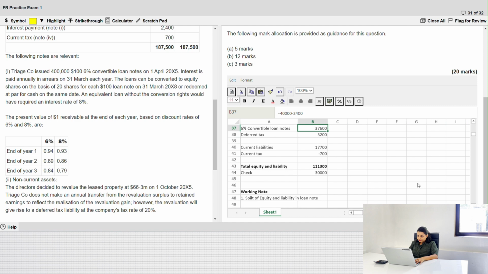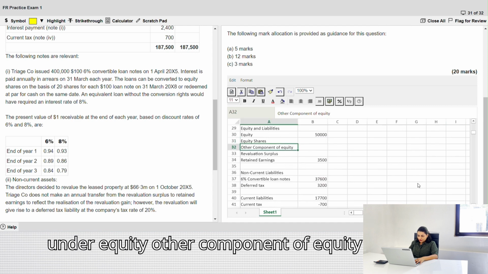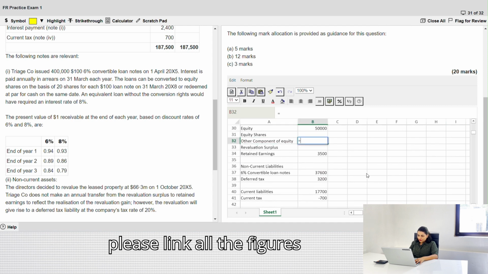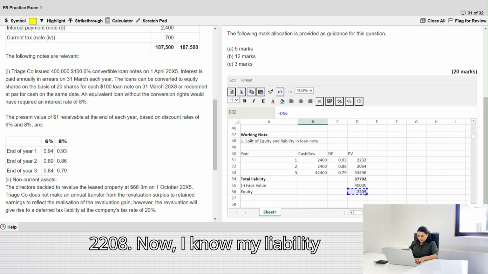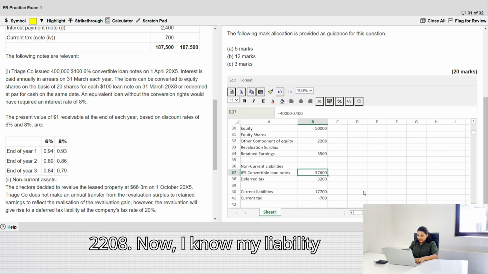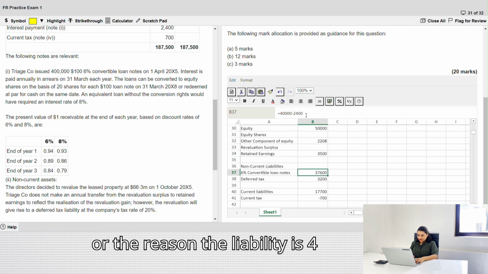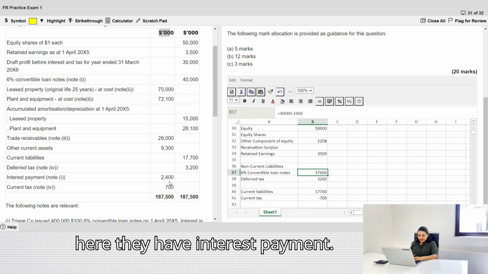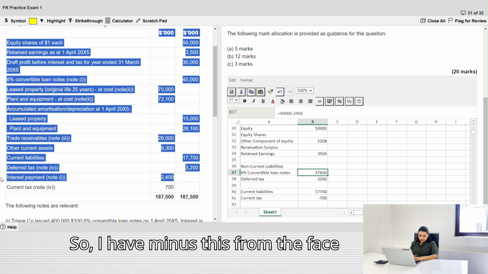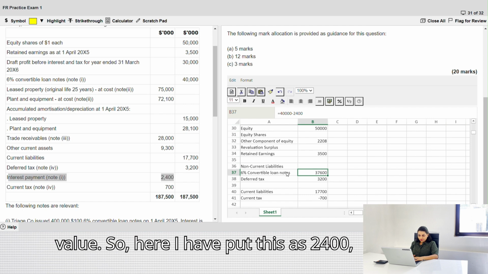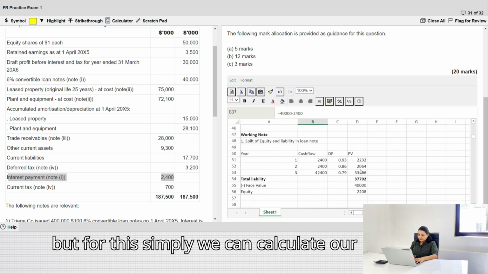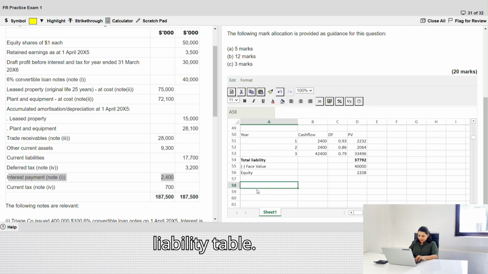So here under equity, other component of equity, please link all the figures, 2208. Now I know my liability, the reason the liability is 4,40,000, sorry, and here they have interest payment. So I have minus this from the face value. So here I have put this as 2400. But for this simply we can calculate our liability table.